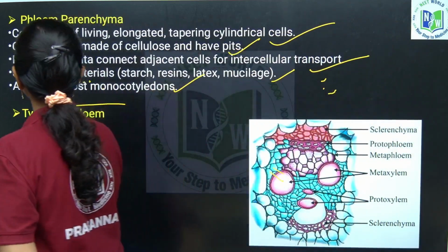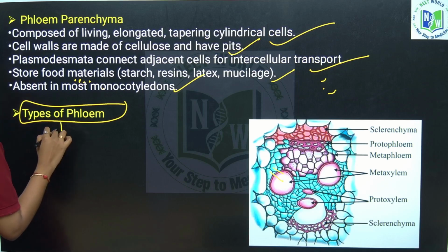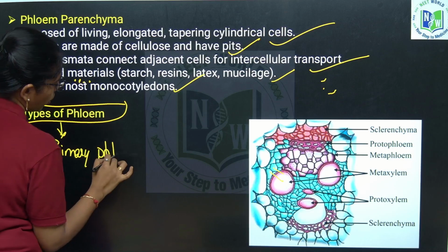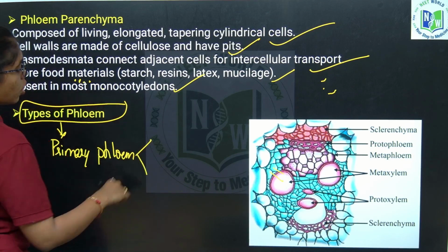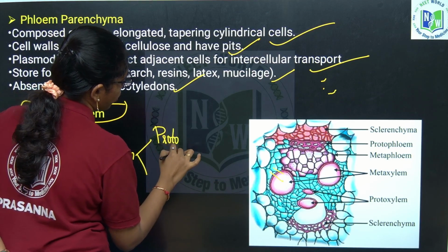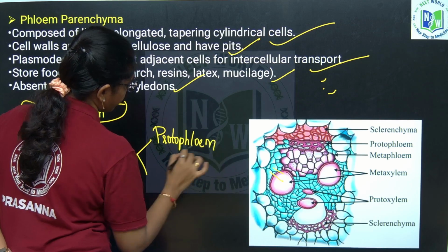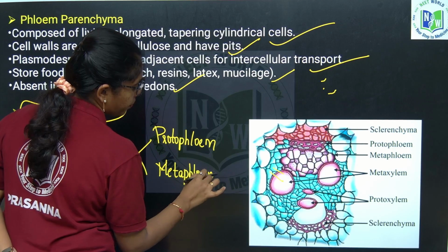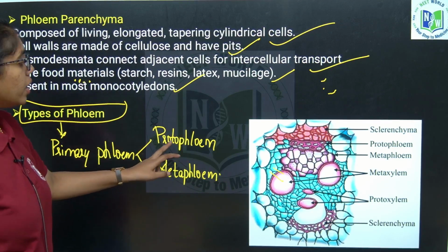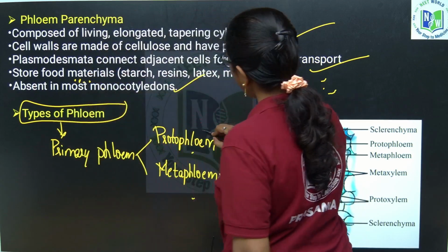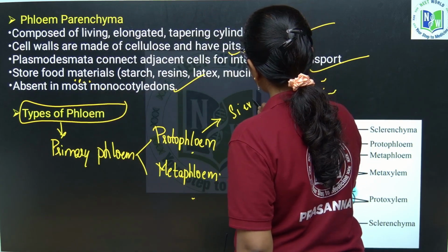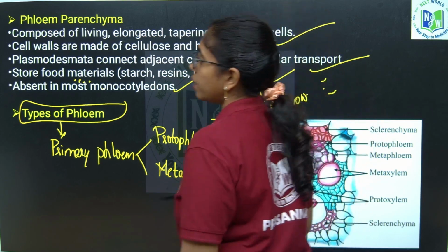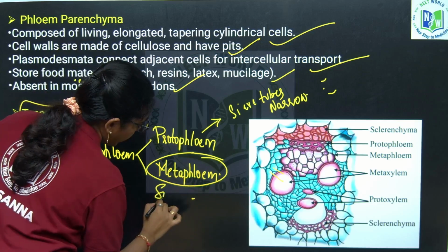Now, when it comes to types of phloem, just like xylem, primary phloem is of two types, called protophloem and metaphloem. They are of two types again, protophloem and metaphloem. In protophloem, sieve tubes are narrow. In metaphloem, sieve tubes are wide.